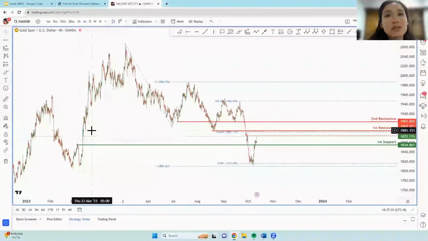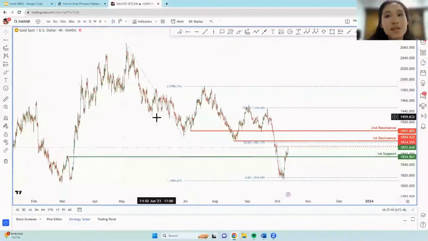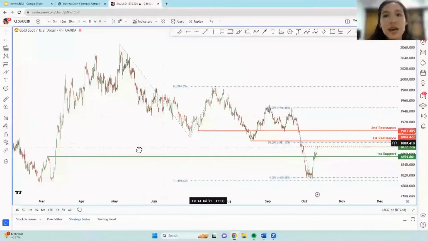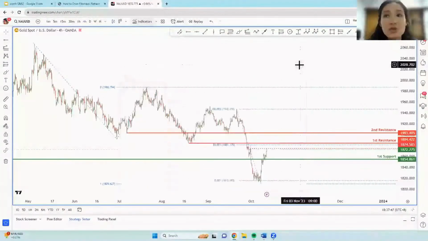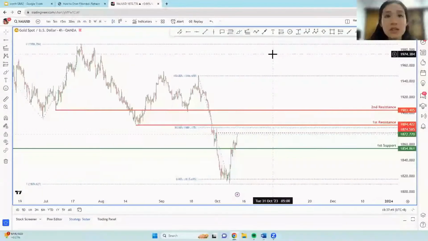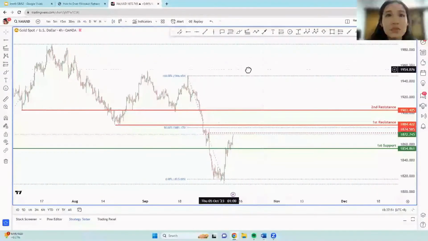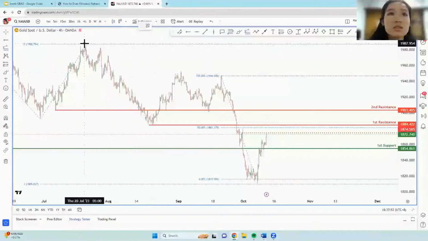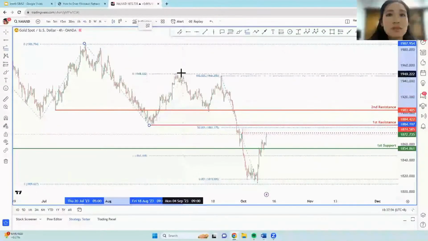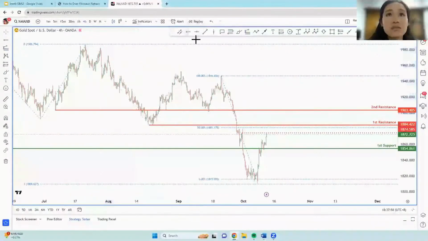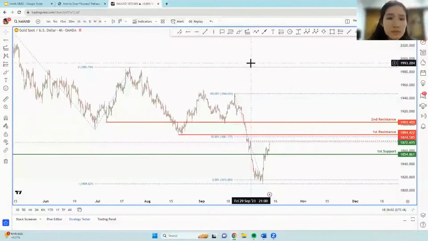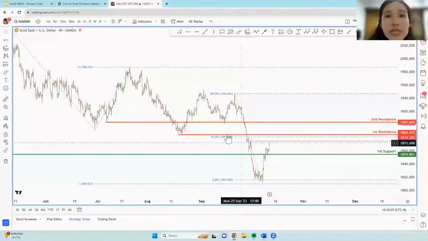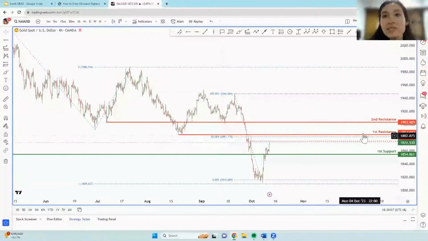I think that's all the levels that we have for now. Now let's go in with some indicators. So over here, we can see that this 50% lines up nicely with my first resistance here.